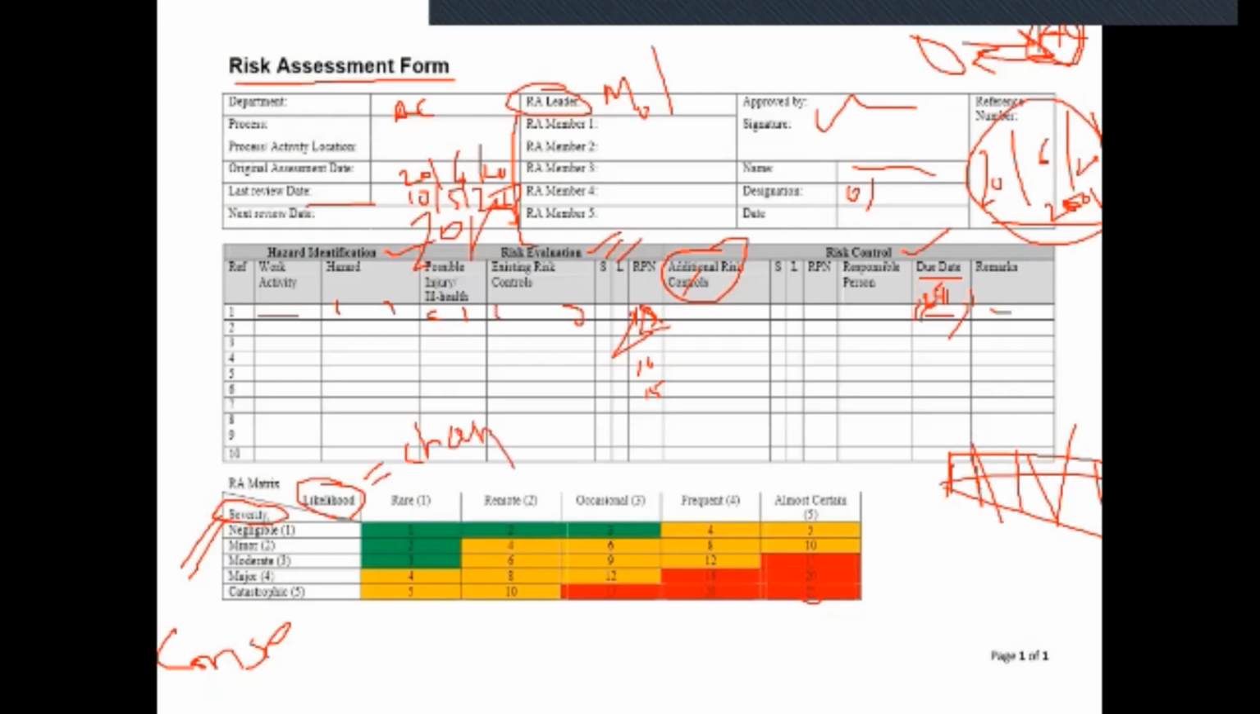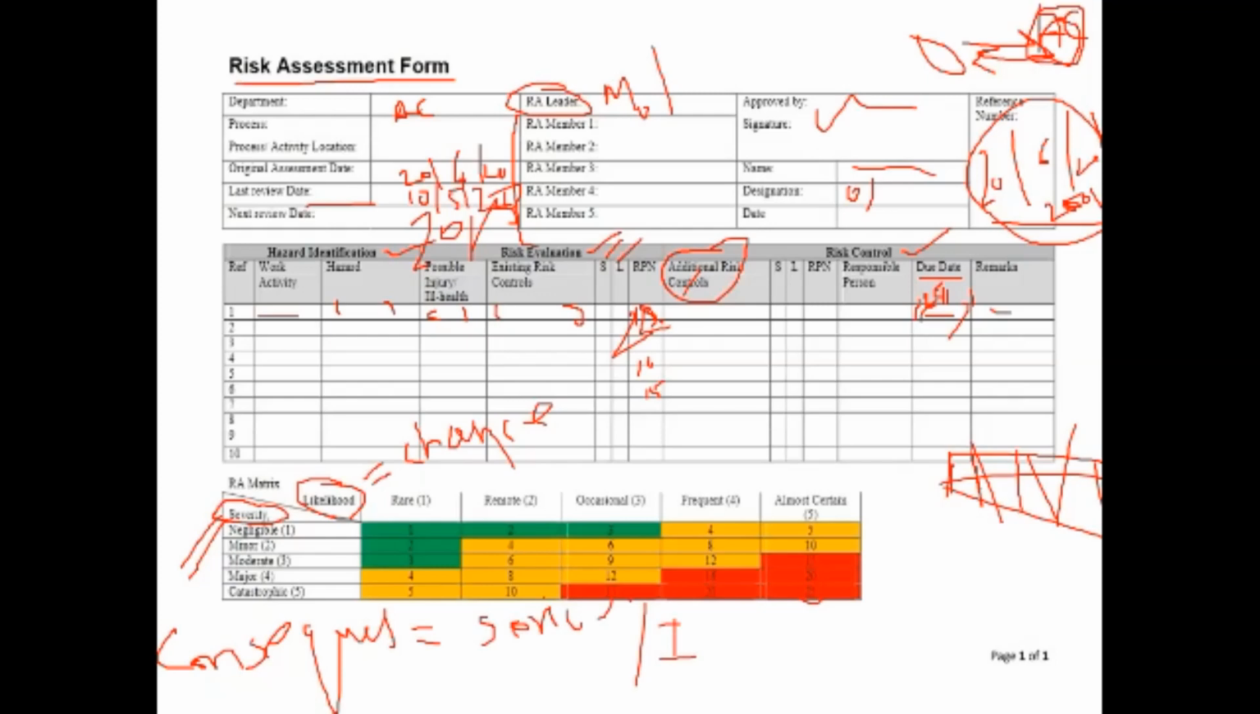Likelihood means chances, and severity means consequences, or seriousness. Seriousness, or how much danger, or how much intensity, or how much of the hazard is happening. How much of a problem is happening, for example how serious the wound is. This we know as the severity. This explains that the RA matrix has both severity and likelihood.